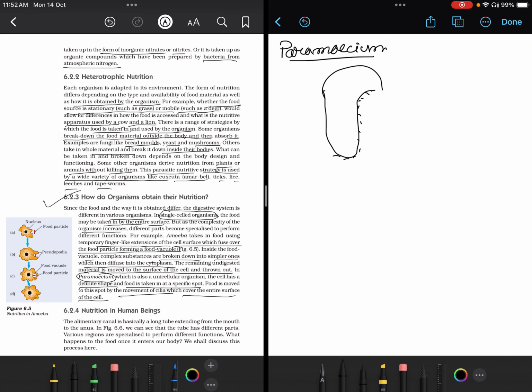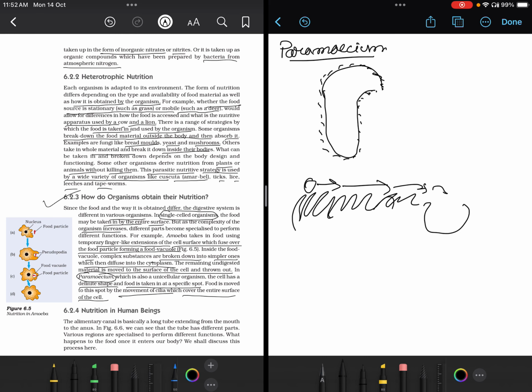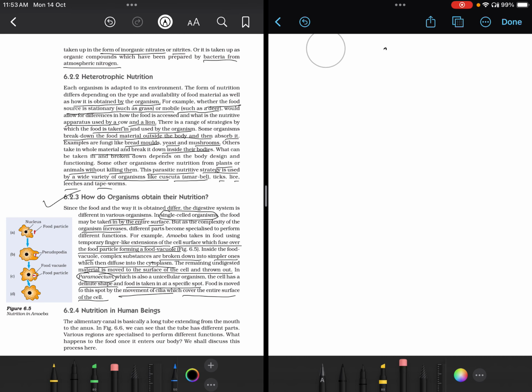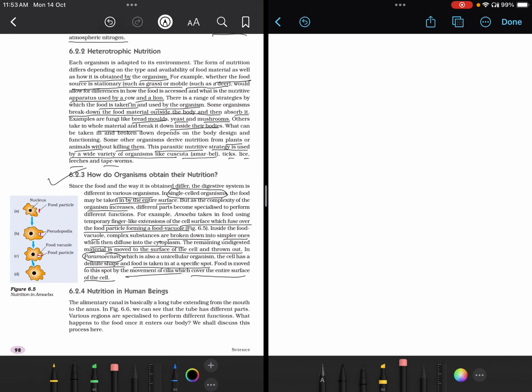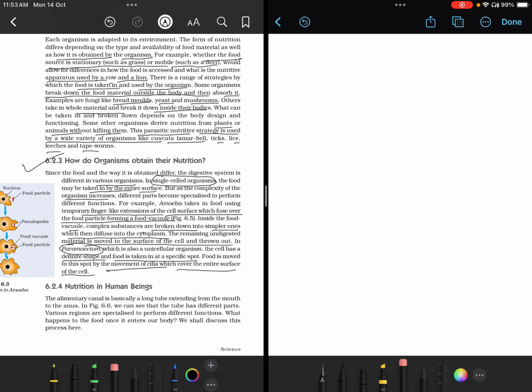Paramecium's entire surface is covered with these tiny cilia. These cilia can move, and the food material goes in the direction in which they move. And finally, in this spot, the food material will get absorbed. It is a definite spot in the body of Paramecium. Okay, you got this, I guess. These paragraphs have been simplified. I guess there is no problem, and you can write this whenever it comes in your examination.